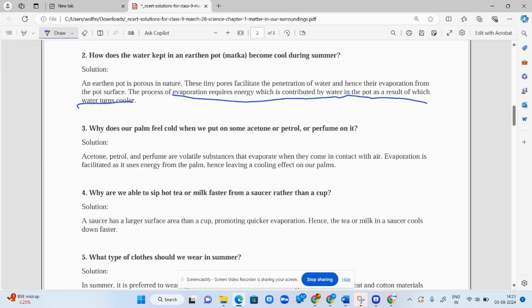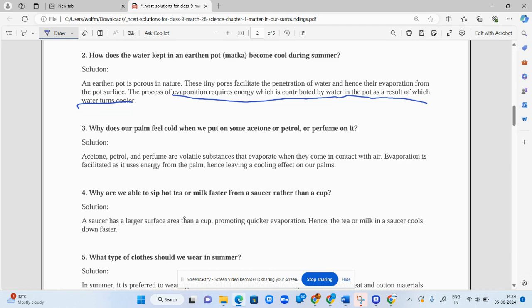Okay. Why does our palm feel cold when we put some acetone or petrol or perfume on it? Because here also evaporation causes cooling. So evaporation takes energy from my hand, right? That energy is taken away, so it leads to cooling. Energy is in the form of heat. That's why it took all my heat energy, so the remaining will be chilled down.